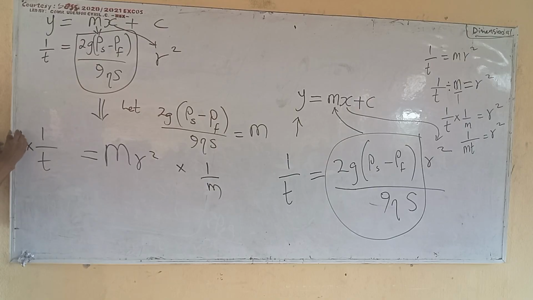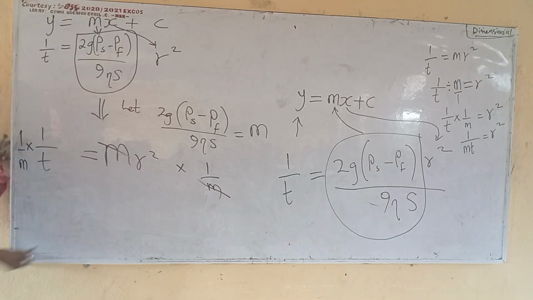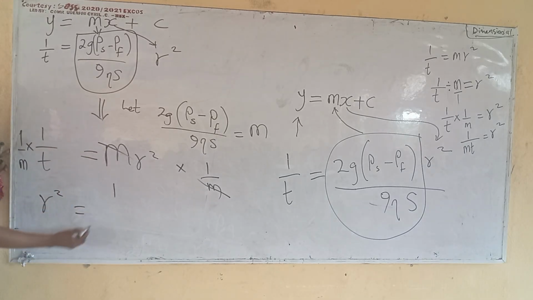I notice that the reason why some people will say they don't understand is because we normally miss some steps, thinking everybody is there. But now we'll be doing things together. So r squared now will be the same as saying equals to 1 times 1 over m times t.